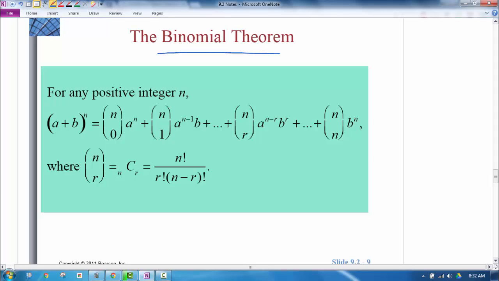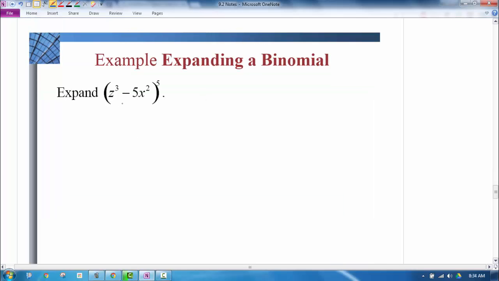This is really just nc0, right? And then you just follow this pattern where the next one's going to be nc1, and you lower the exponent on the first term and raise the exponent on the second term, which is exactly what we were doing. Okay, let's just do one more example, and then this one's a little bit harder.